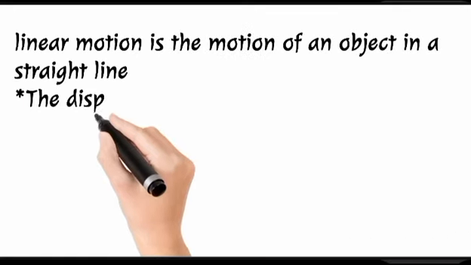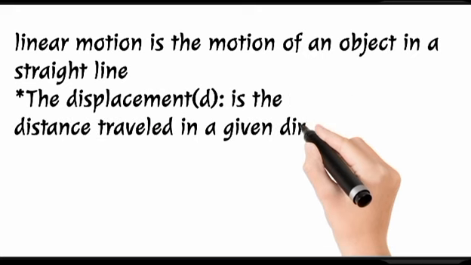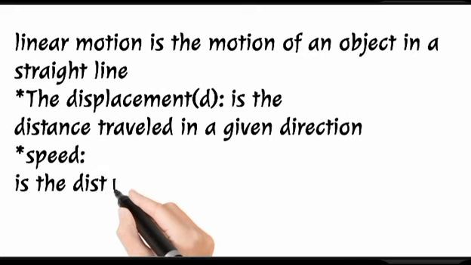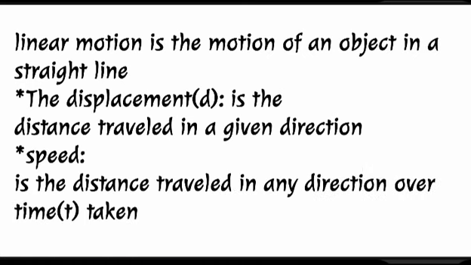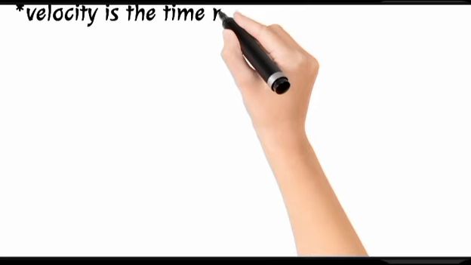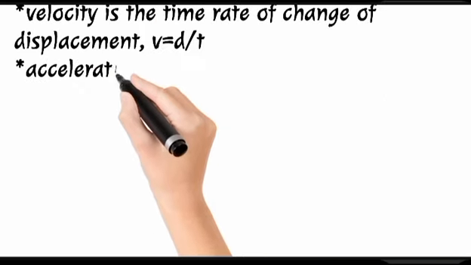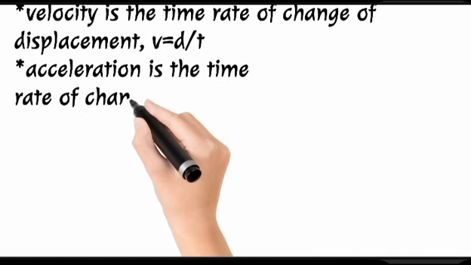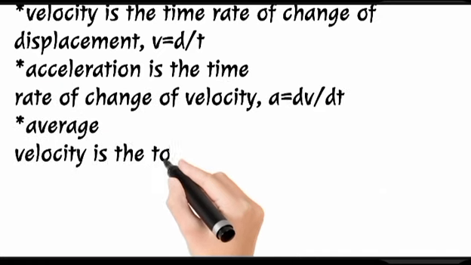Linear motion is the motion of an object in a straight line. The displacement d is the distance traveled in a given direction. The speed is the distance traveled in any direction over the time taken. The velocity is the time rate of change of displacement. The acceleration is the time rate of change of velocity.